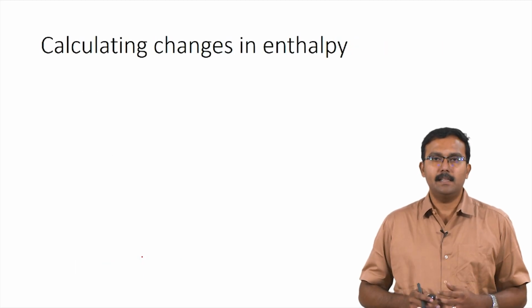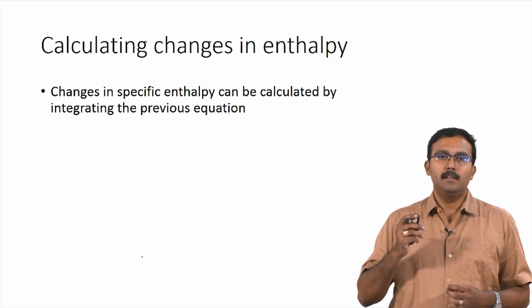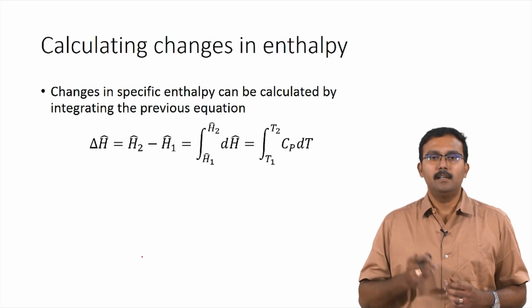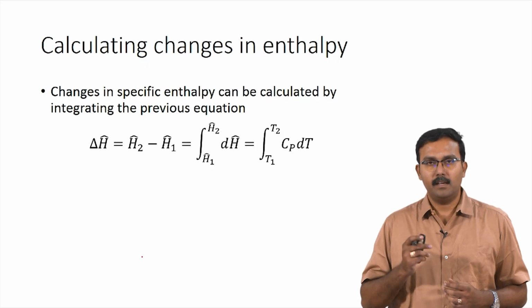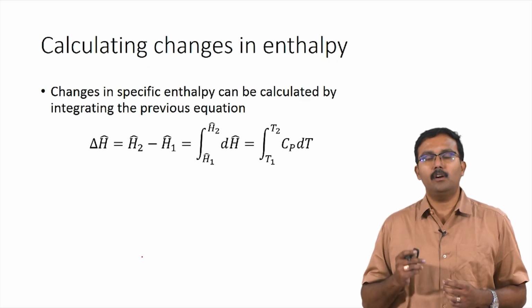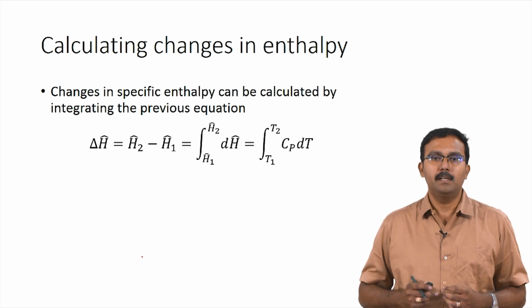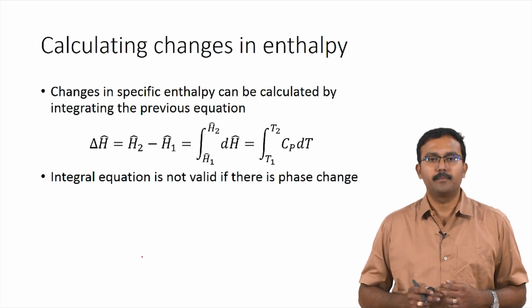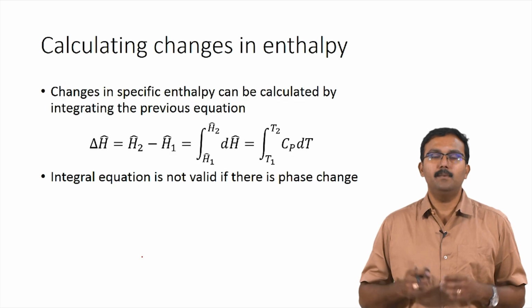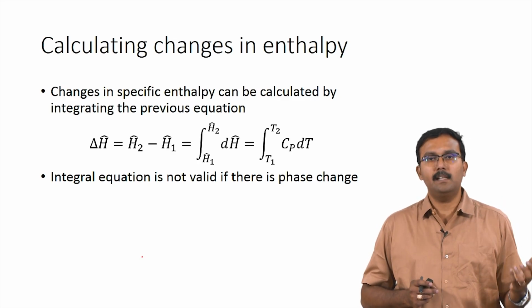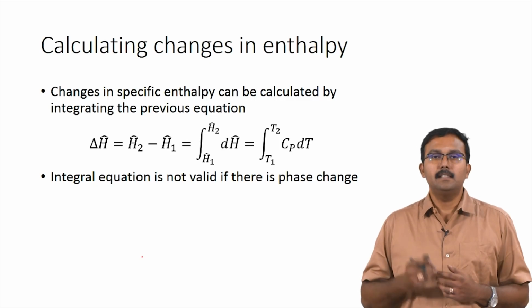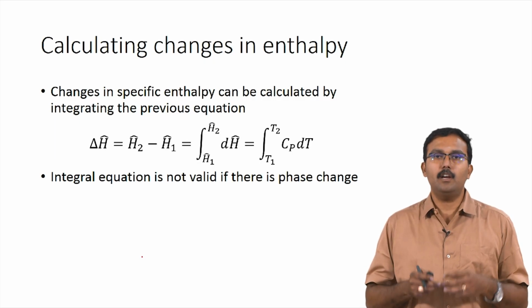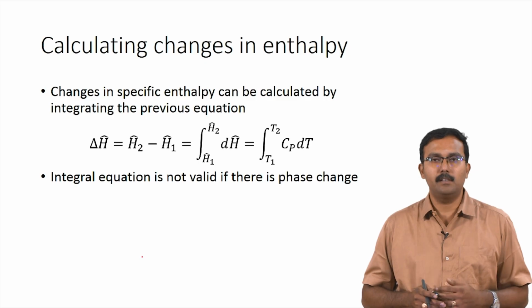When we are calculating changes in enthalpy, we need to remember that we can integrate this equation to get the difference in enthalpy, which would be delta H cap equals H2 cap minus H1 cap equals integral of dH cap from H1 cap to H2 cap, which would be equal to integral Cp dT, where the integration is done between temperature 1 and temperature 2. This integral equation again will not be valid when there is a phase change. Just like the specific internal energy, specific enthalpy also changes with respect to phase change. So, when there is a phase change, we cannot directly use this integration equation.